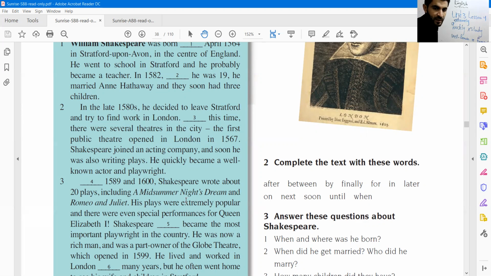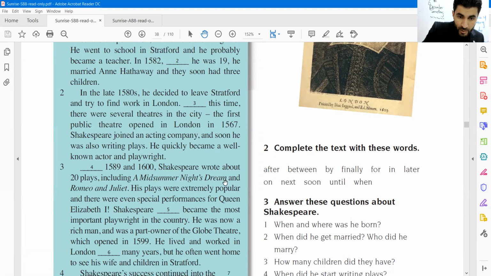Okay, so extremely means very. So wait just one moment. It means very. So again, these are synonyms: extremely and very, well known and famous. While quickly and slowly, they're antonyms, they're not synonyms. So extremely popular means extremely famous, and there were even special performances.